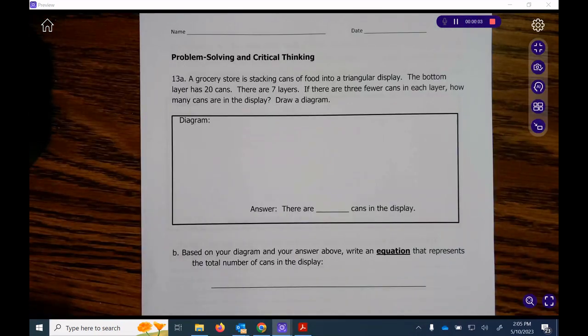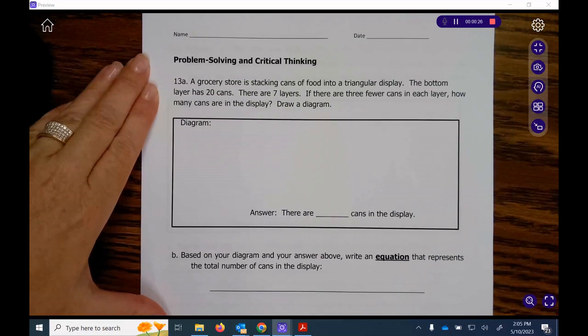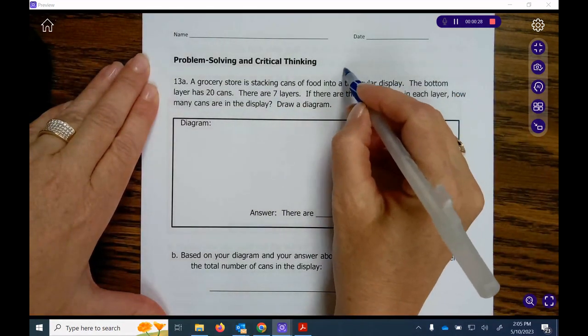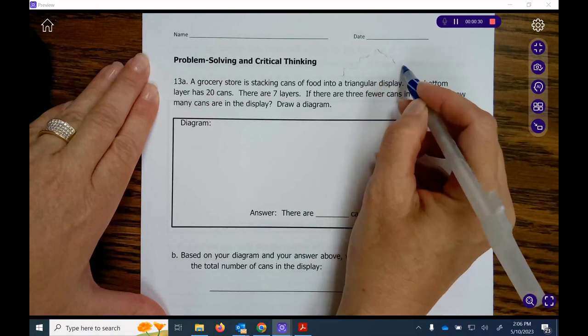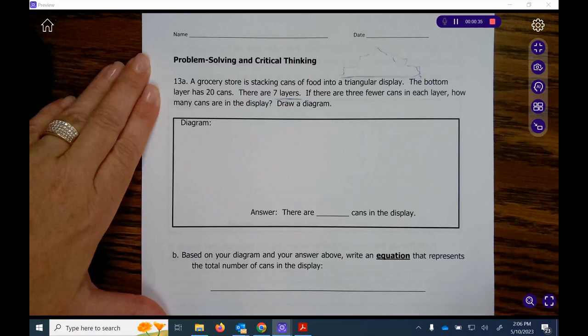Question 13. A grocery store is stacking cans of food into a triangular display. The bottom layer has 20 cans. There are 7 layers. If there are 3 fewer cans in each layer, how many cans are there in the display? Draw a diagram. All right, so we know that a grocery store is stacking cans of food into a triangular display. You know one of those displays that kind of goes like this at a grocery store, okay? So it's 7 layers.